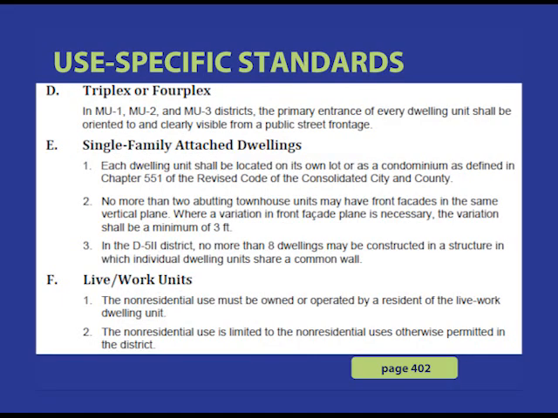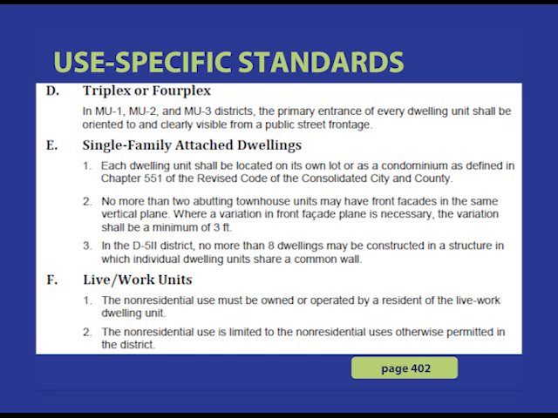Moving ahead in the use-specific standards, you'll note these for the triplexes and fourplexes. If you're putting them into an MU, mixed use 1, mixed use 2, or a mixed use 3 district, the primary entrance of every dwelling unit shall be oriented to and clearly visible from a public street frontage. You have to be able to see the entrances of the dwelling units from a public street frontage. This is a safety provision.